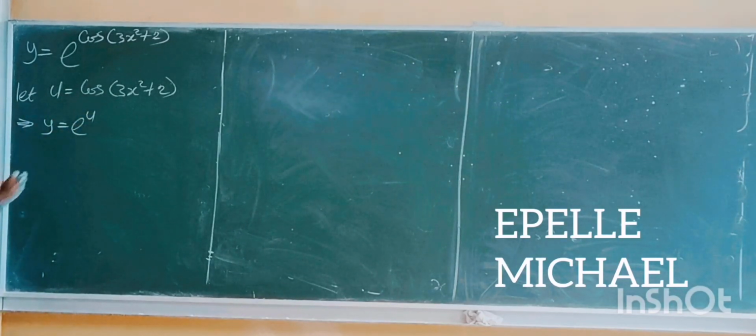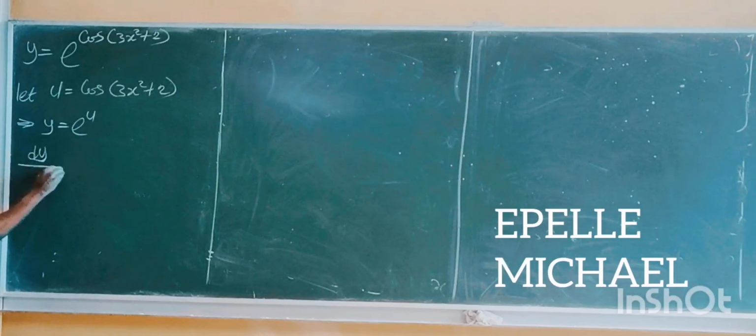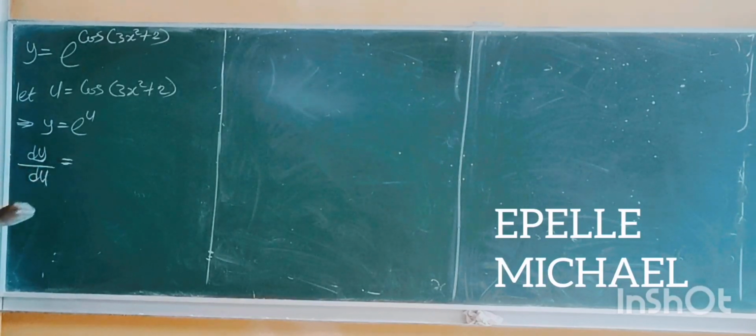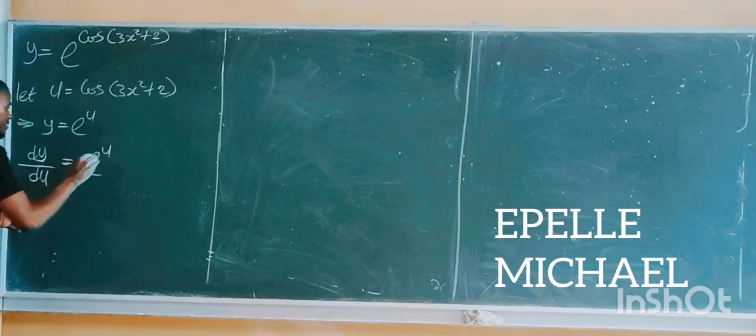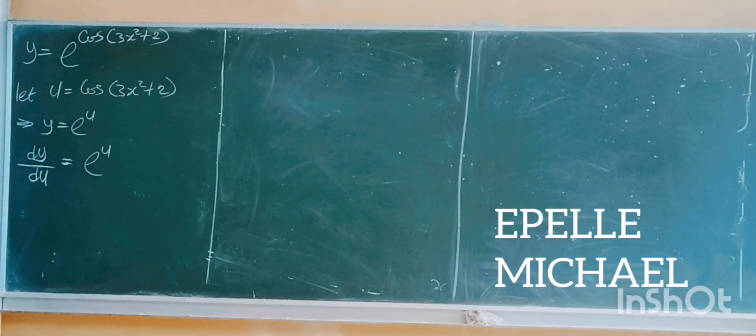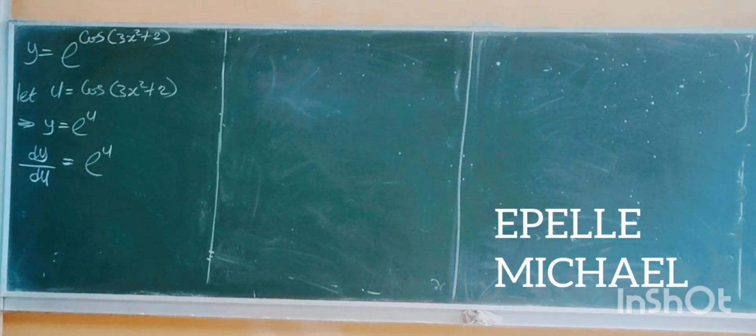So let's go on now. dy/du, differentiating y with respect to u. To differentiate an exponential function, you still have the exponential function as the derivative. So dy/du simply gives us exponential u.